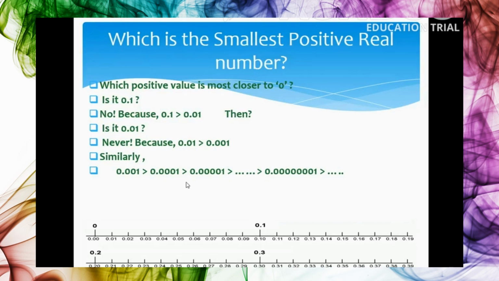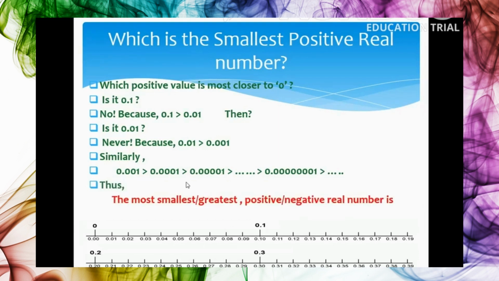So what will be our conclusion? The conclusion is that the smallest or greatest positive or negative real number is not defined. Such a number is not defined. The smallest number is not defined. The greatest number is not defined.